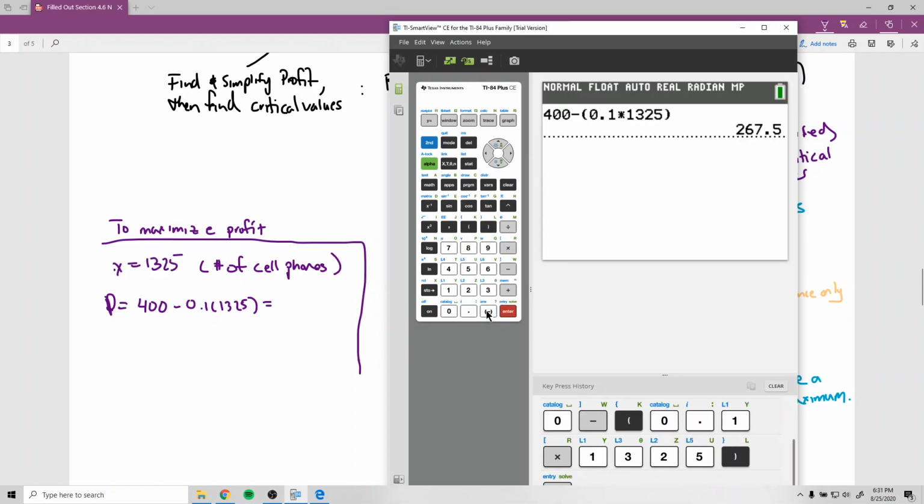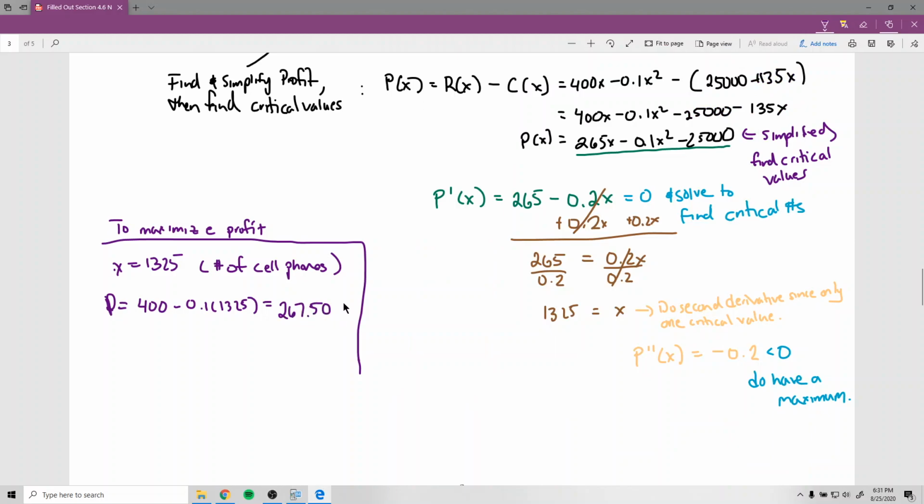And we get $267.50. Since it's talking about money, I'm going to put 0.50, but 0.5 would be good enough. And then the maximum profit, we don't have a quick formula for the profit like revenue. We have to use the formula provided for us that we figured out. So we want to plug in 1,325 for x in our profit equation, 265 times 1,325 minus 0.1 times 1,325 minus 25,000.